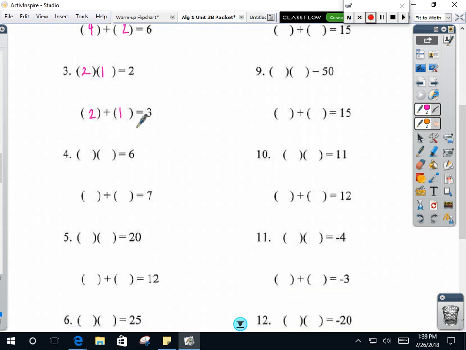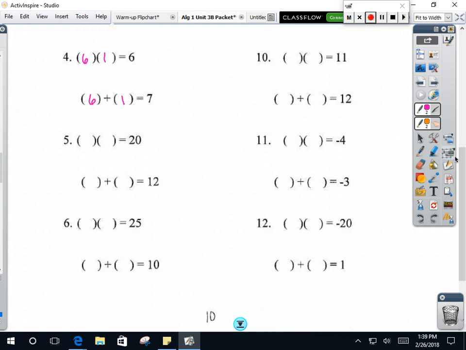Number 4. What 2 numbers multiply to 6 and add to 7? 6 and 1. 6 times 1 is 6. 6 plus 1 is 7. Okay, the reason you couldn't use 2 and 3 is because while it multiplies to give you a 6, it does not add to give you a 7.